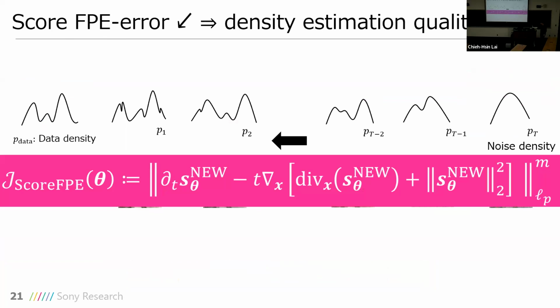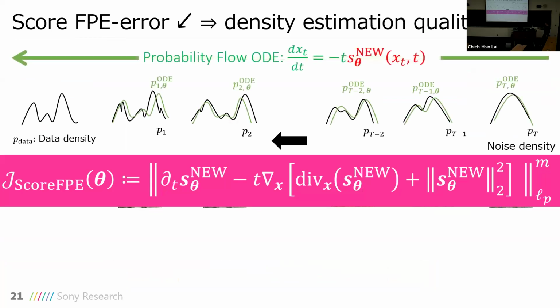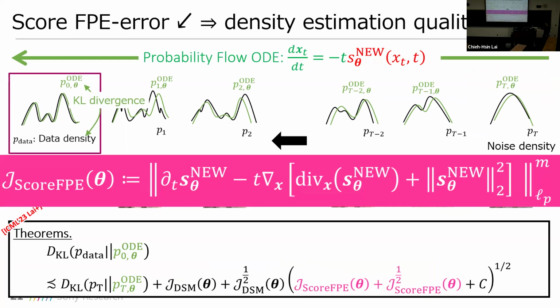So we impose this kind of PDE into the diffusion model training as a regularizer, and we found that the learned density could be improved. We show mathematically that if you not only impose this PDE but also train with your diffusion model's objective function, you can ensure your density gets closer to the ground truth.